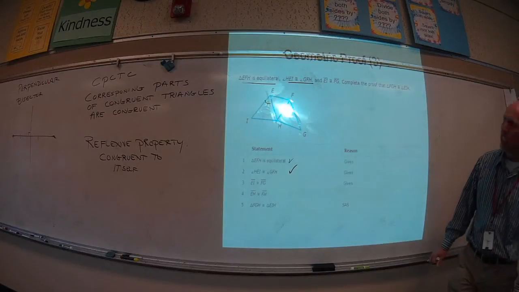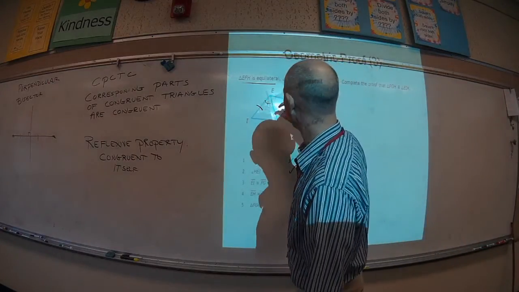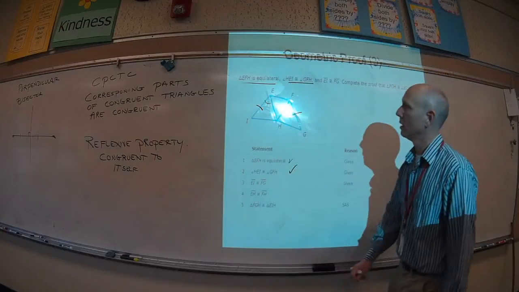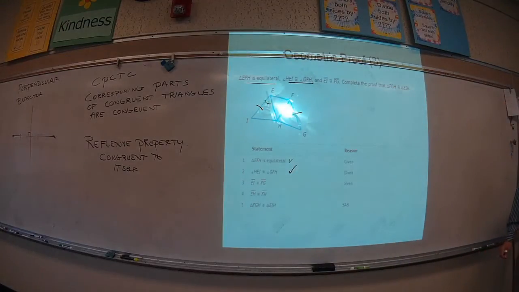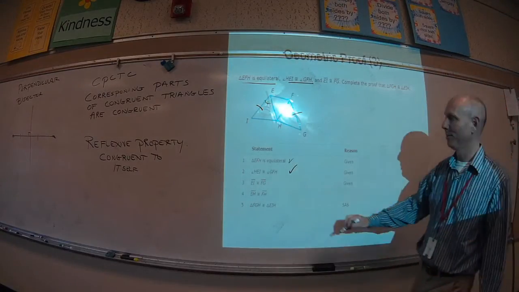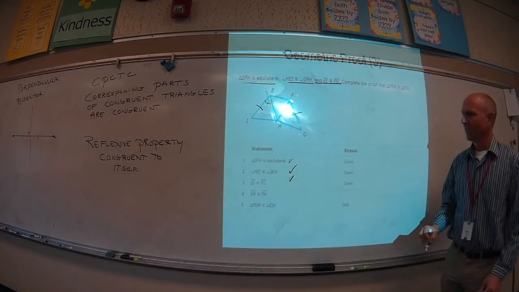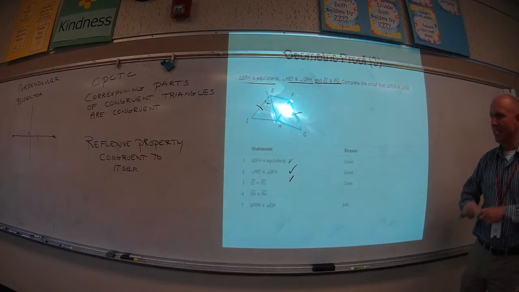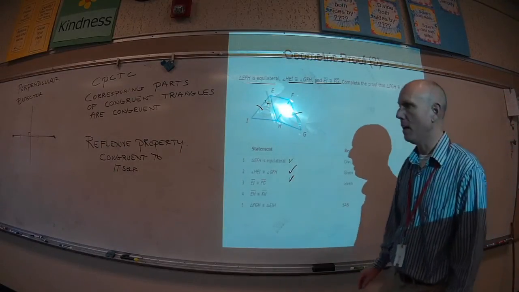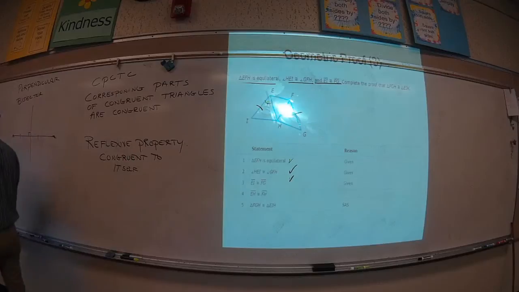EI is congruent to FG. It says it at the top. Oh, that's given. Right. How about this one? EH is congruent to FH.